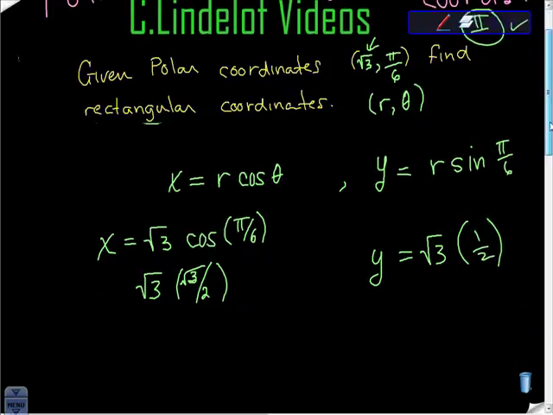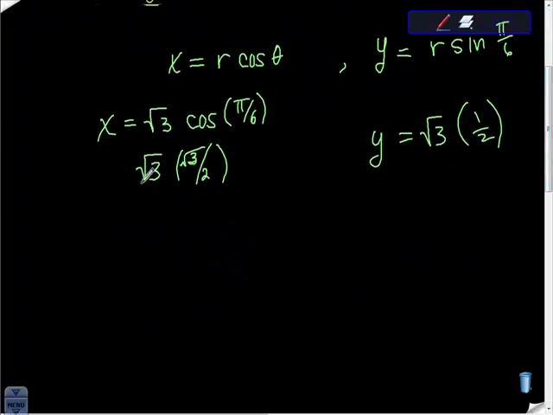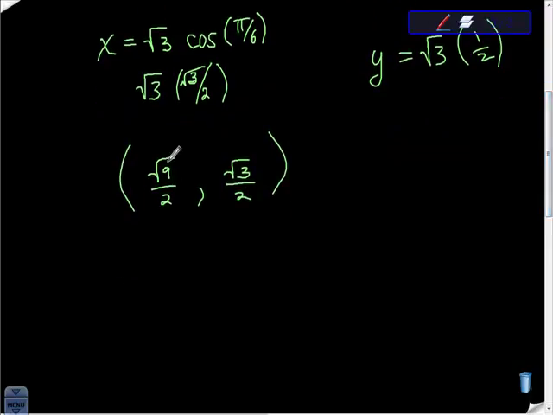I'm going to do a little bit of work here. Remember, we need an x and y value. Square root 3 times square root 3 is square root 9 over 2. And square root 3 times 1/2 is square root 3 over 2. Do you have to simplify this? I would say so. The principal root of 9 is 3, so you get 3/2 is the x value, and the y value is square root 3 over 2.